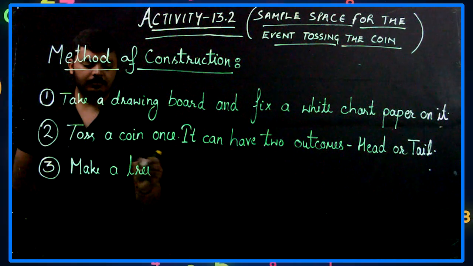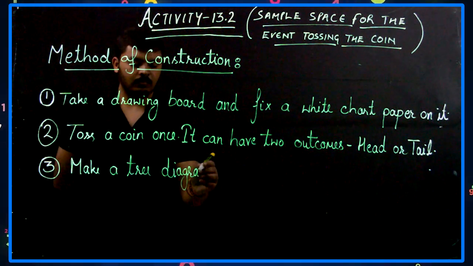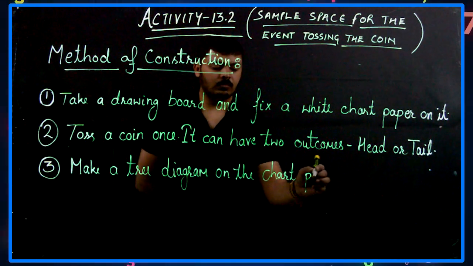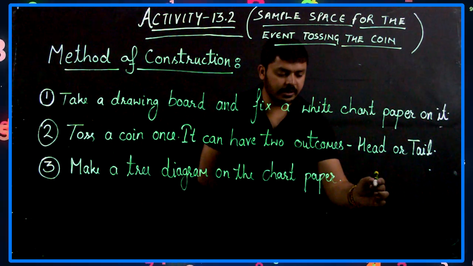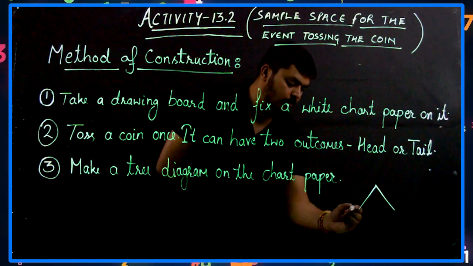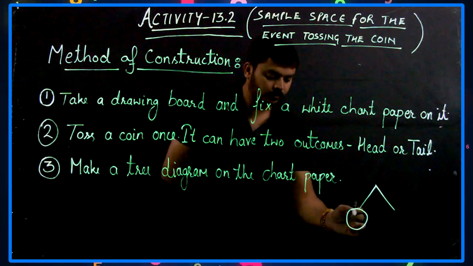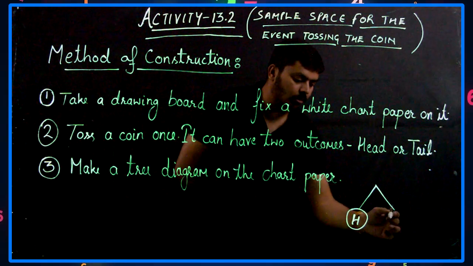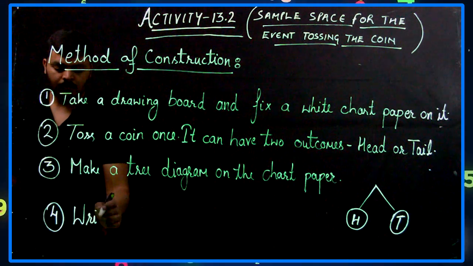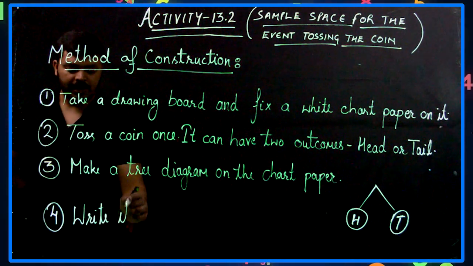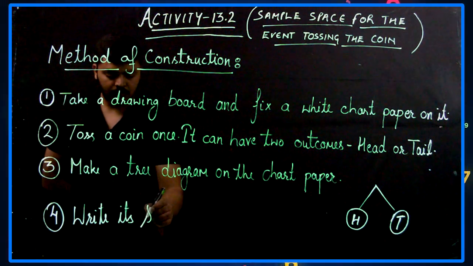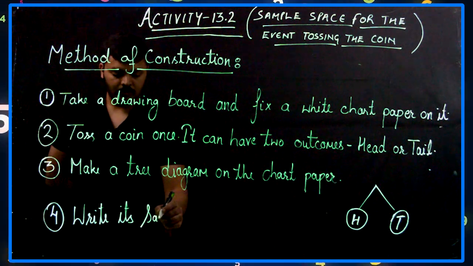Make a tree diagram on the chart paper. So the tree diagram, when a coin is tossed once, that is, there are two outcomes, heads or tails. Write its sample space.